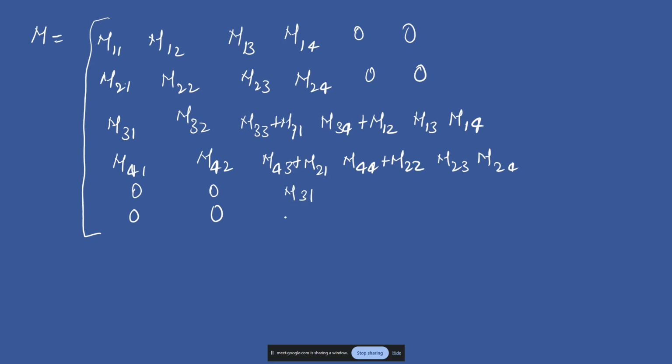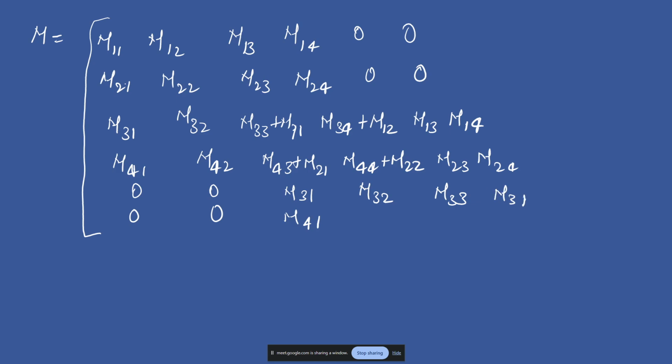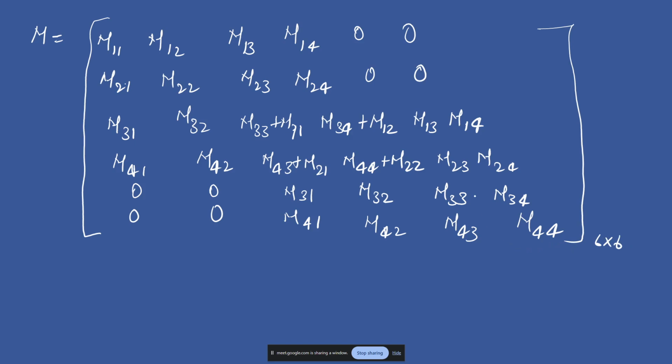Then this particular thing is 0. Then this is your M31, M41, M32, M33, M34, then M42, M43, and then M44. So this is how your mass matrix looks like. This is the final answer which I have after the formulation.